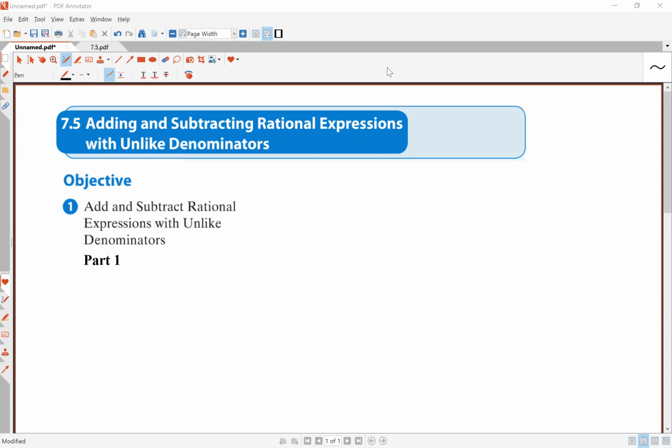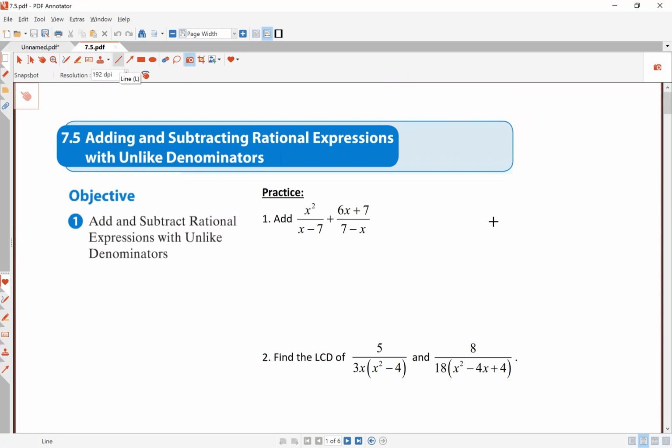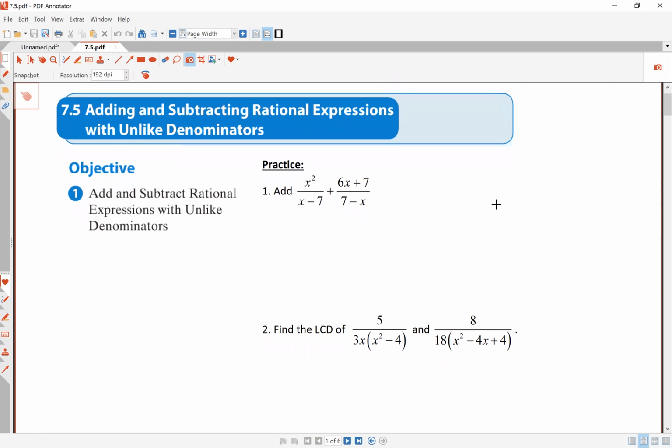This video covers 7.5, adding and subtracting rational expressions with unlike denominators. There's only one objective: to add and subtract rational expressions with unlike denominators. I will split this video up into two different parts. This one will be for part 1. A couple of practice problems to get us started.